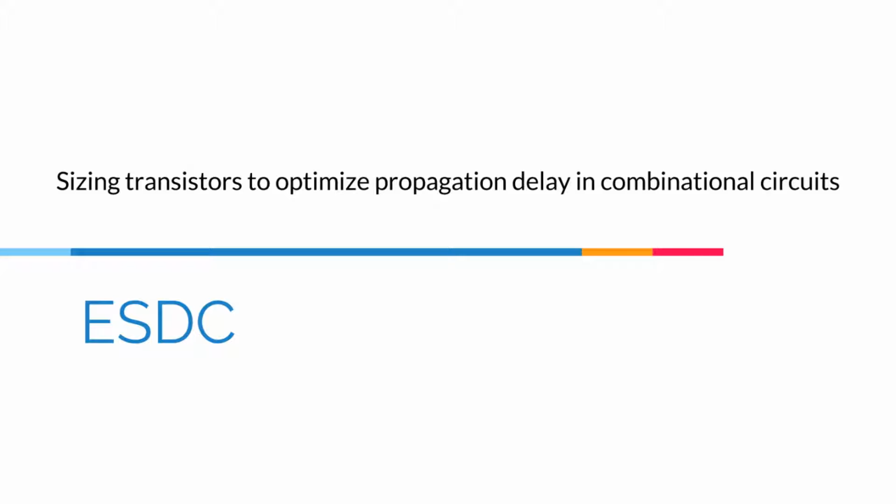In this video, we are going to learn a technique that would allow us to optimize the propagation delay in a combinational circuit. This will be done by properly sizing the transistors and by creating chains of the adequate length. We will start by giving a general overview of the problem.